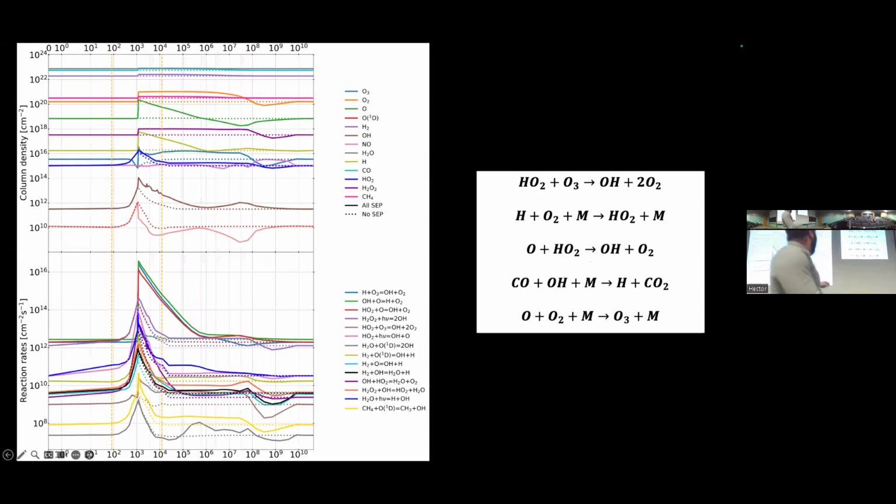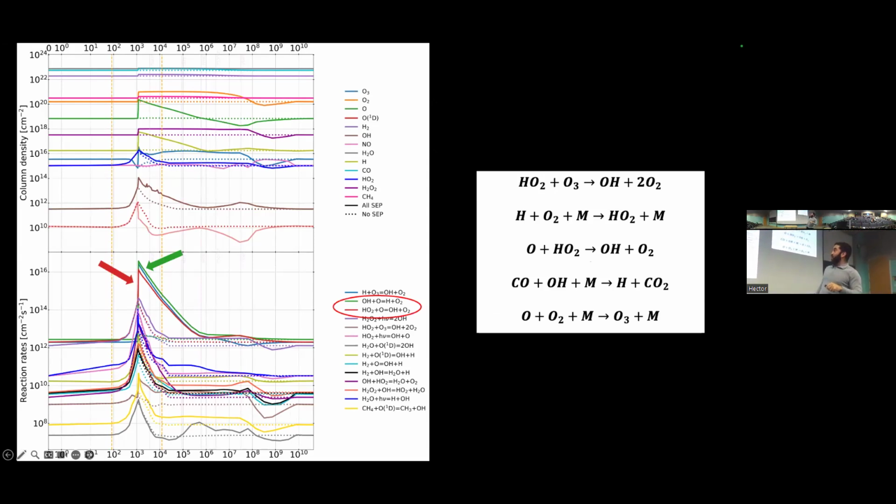Another VC plot. On the top part are all the different column densities for the different molecules in the system, and how they behave throughout the flare. But the bottom part is the one I want to focus on. This is the reaction rates for the different reactions that are important in this code. And you can see the major reaction rates. For example, we have two here.